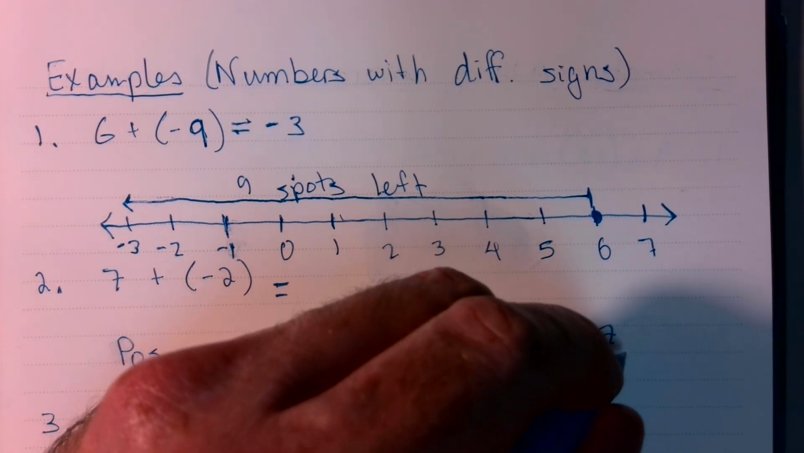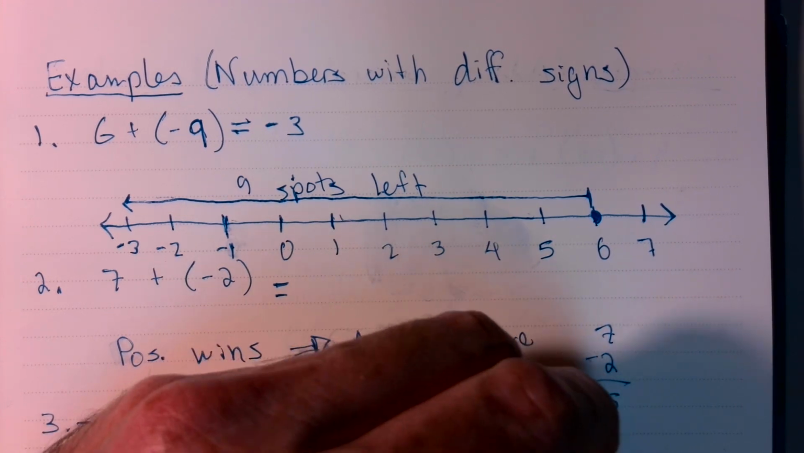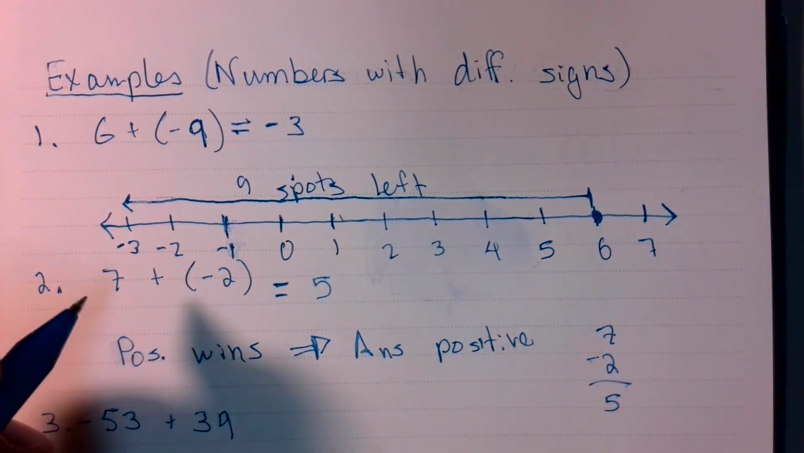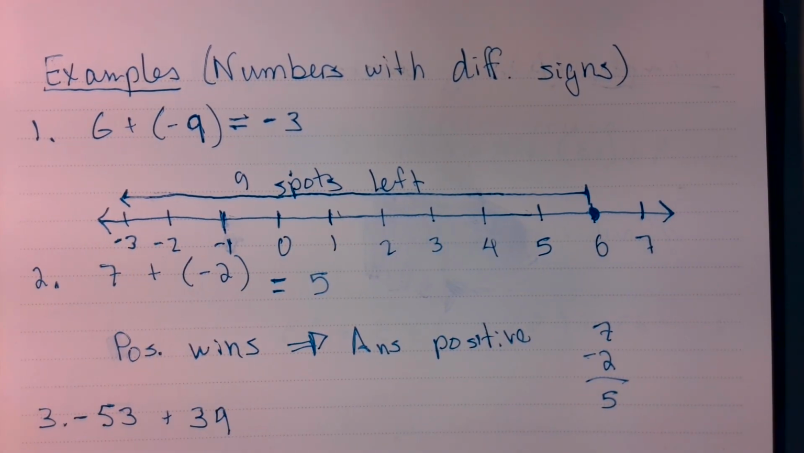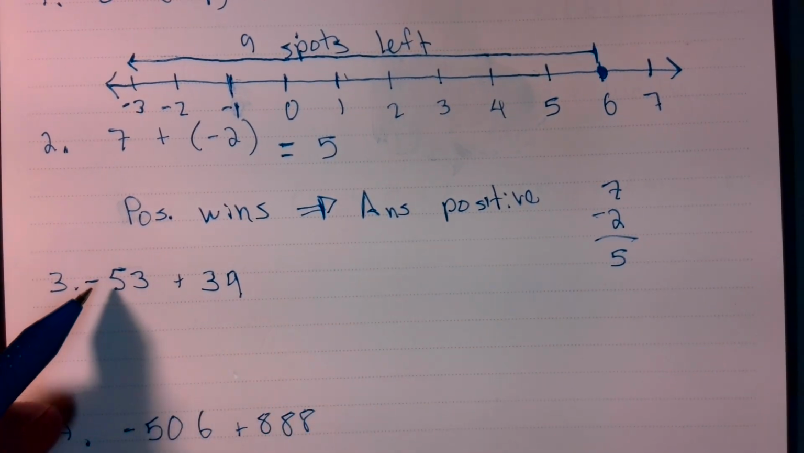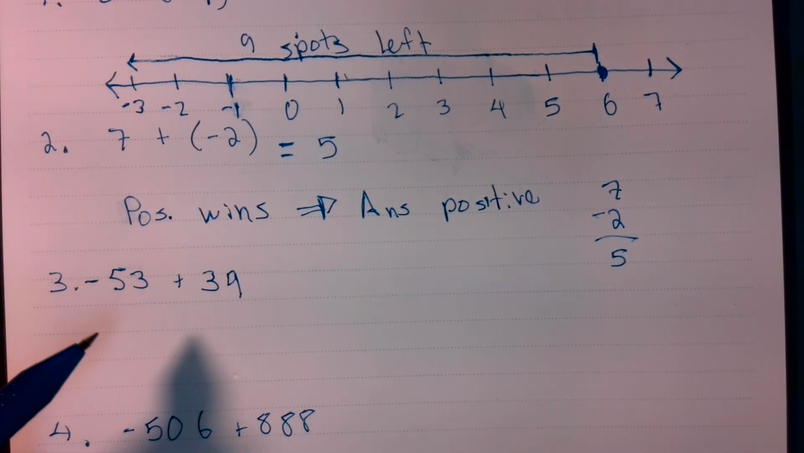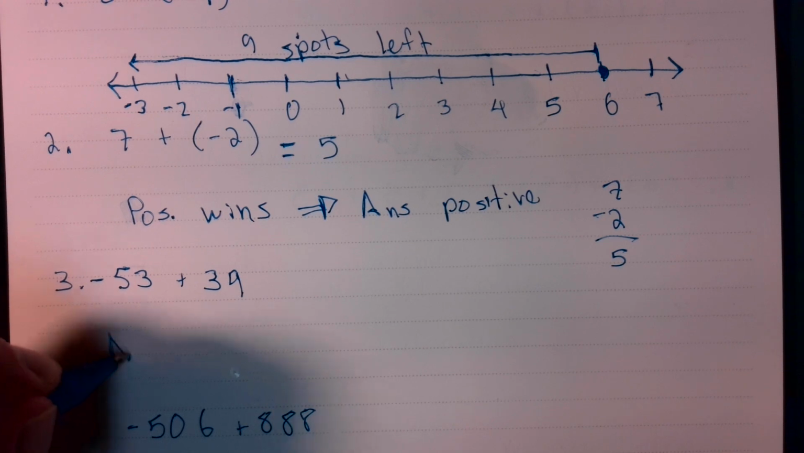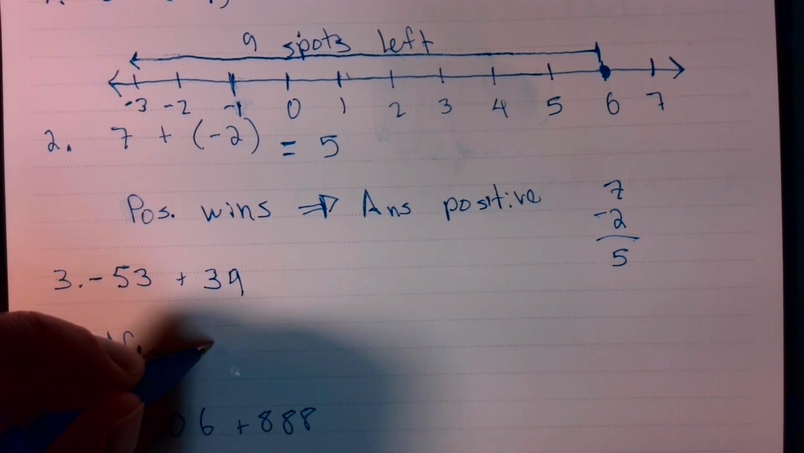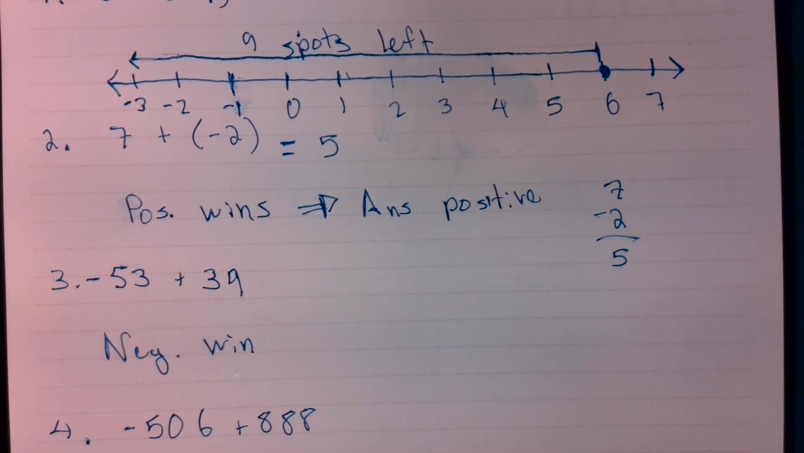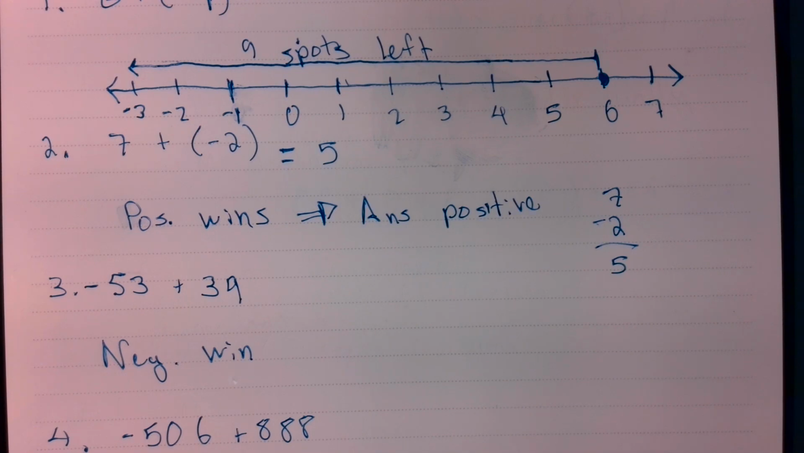And I'm going to do 7 minus 2, which of course gets me 5. So 7 plus -2 gives me 5. Let's look down here at this example. I got -53 plus 39. So my negative number wins here. The negative number has the bigger absolute value.